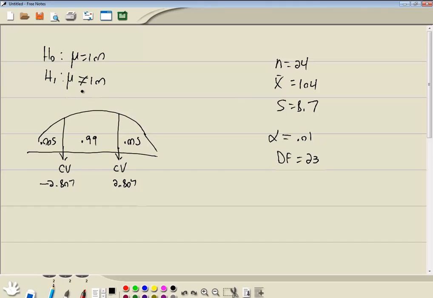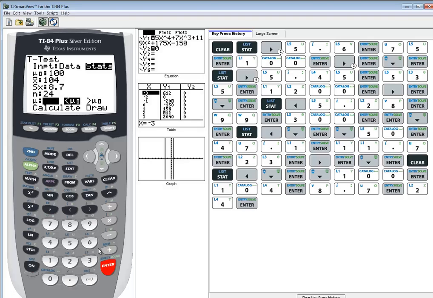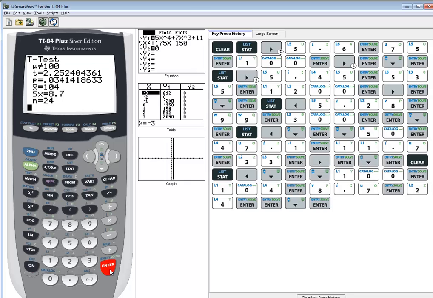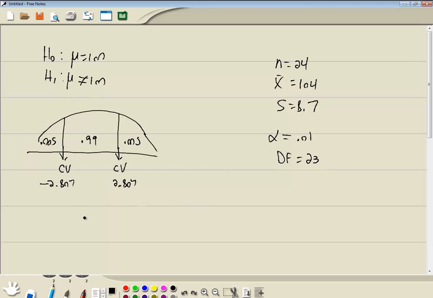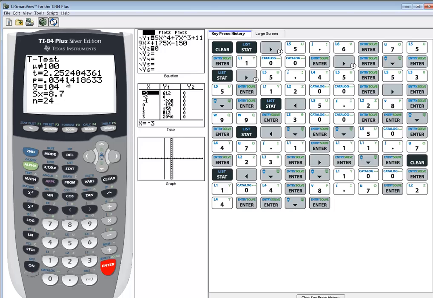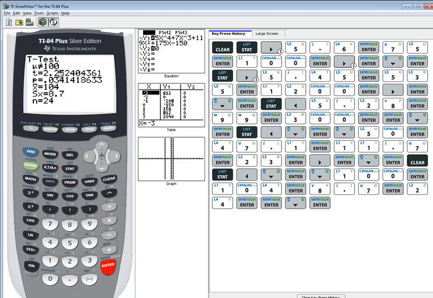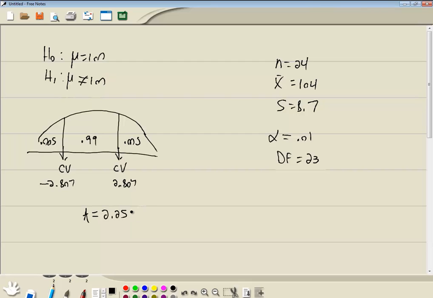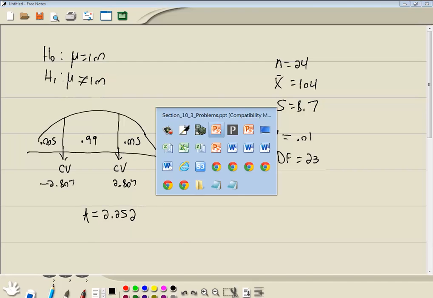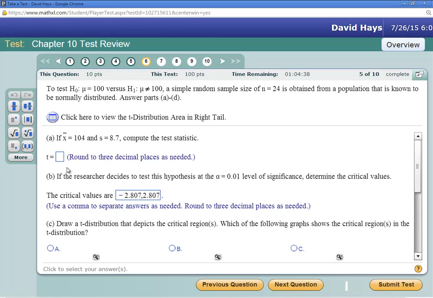And the symbol off of H1, which is a not equal to. So I want to choose that one, and then I'll choose calculate. And the test statistic is right here, and I think they're wanting it to 3 decimal places like before, so I'm assuming it's staying. T is equal to 2.252.